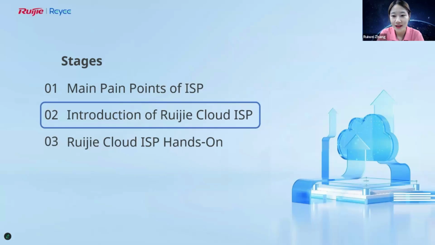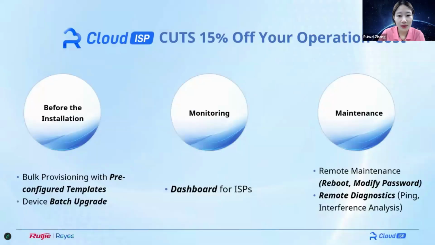So let's move into the second part of today's session, a complete look at the key features of Ruijie Cloud ISP. Simply put, the core features cover almost the entire ISP business process, starting from before installation, where cloud can help you to do the batch configuration and batch upgrade, to the monitoring stage, let the dashboard give you a comprehensive view of all the projects, and finally to the maintenance, where minor after-sales issues are easily handled without stress.